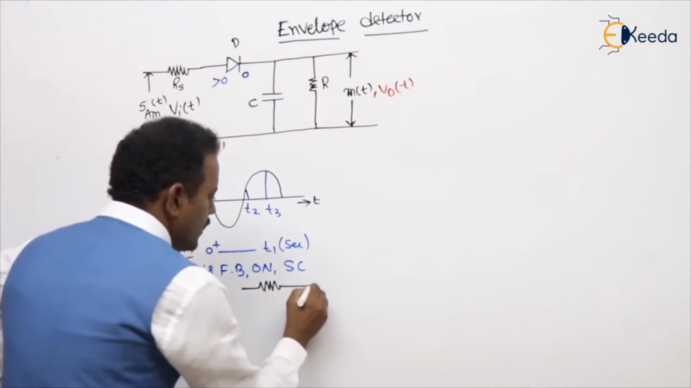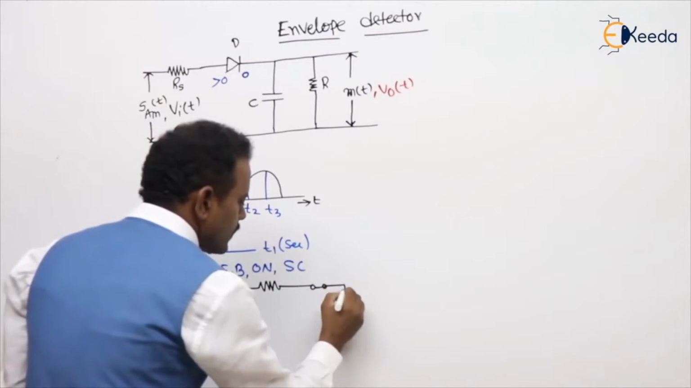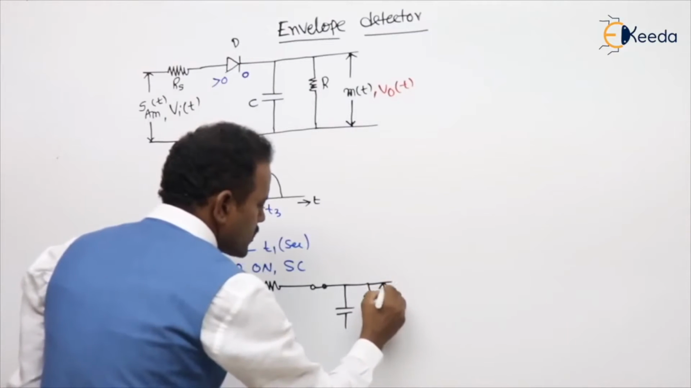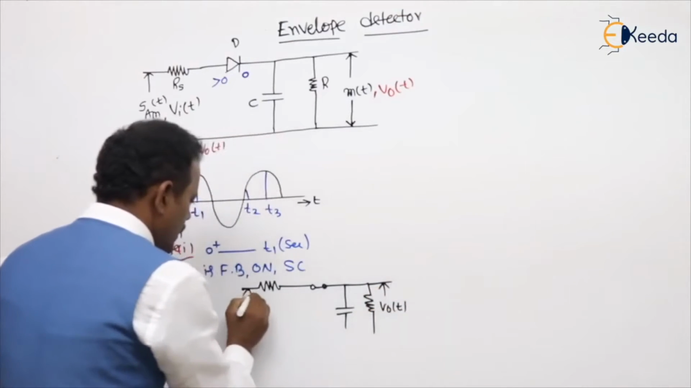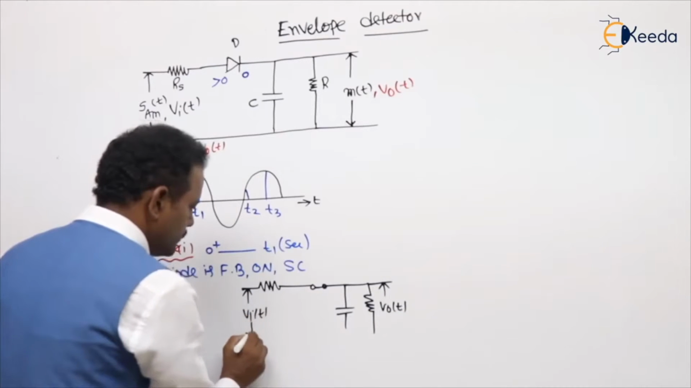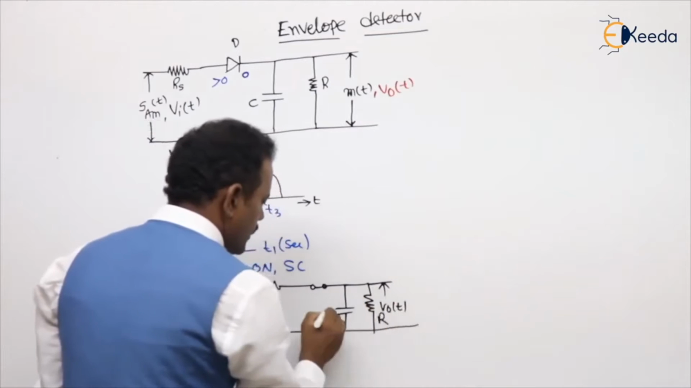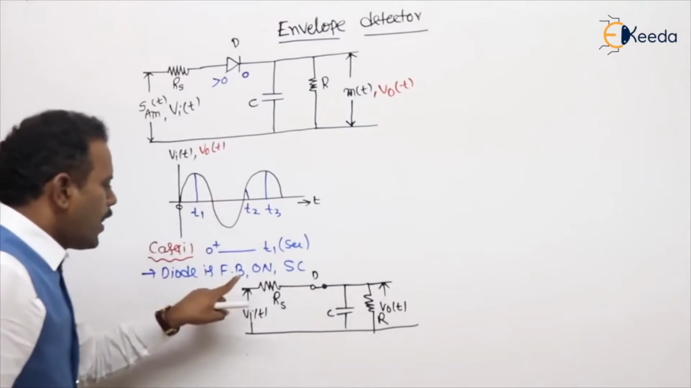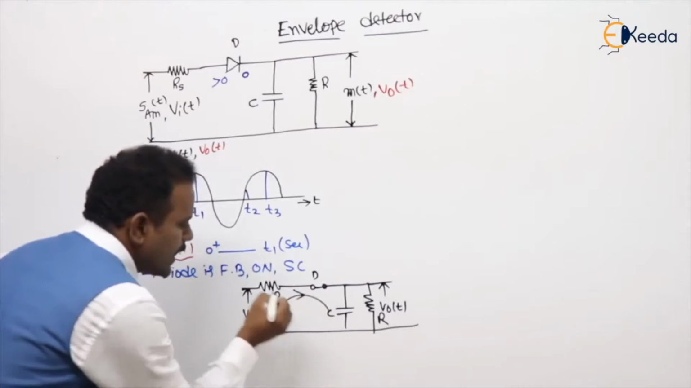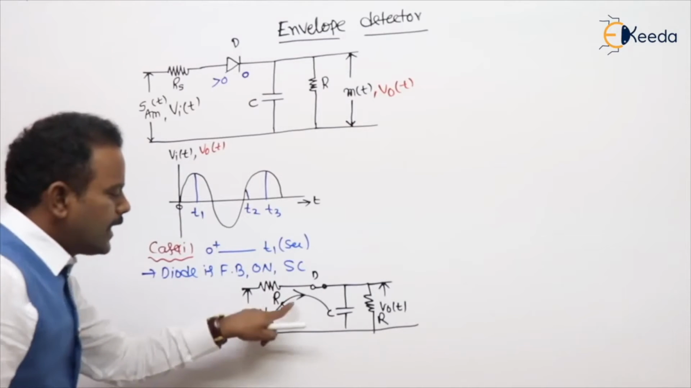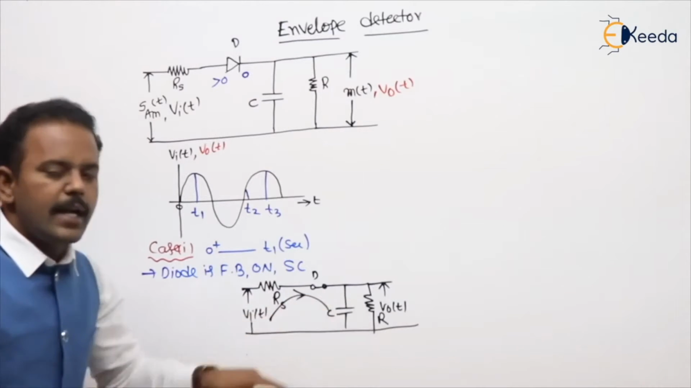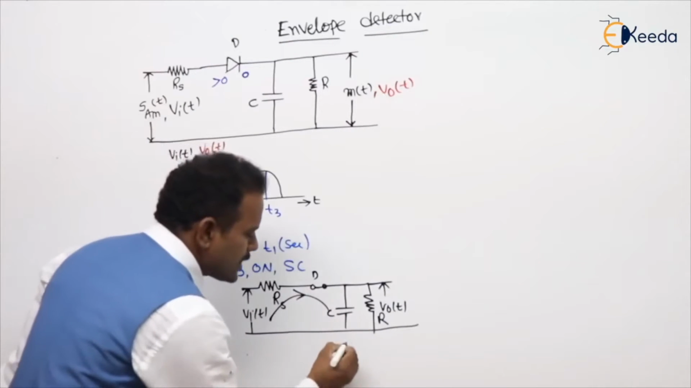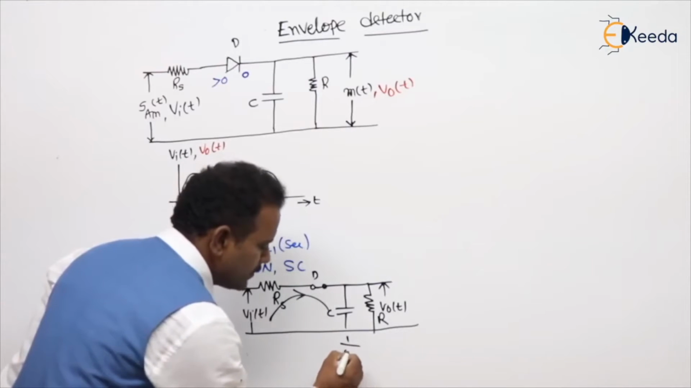Can I draw the diagram? Source resistance, diode is short, capacitance, load resistor, across which we take V0(t), and here we apply Vi(t). This is the load R, this is C, this is the diode, and this is the source resistance RS. Now the diode is on, meaning short circuit, so current starts to flow. Current will pass through the low resistance path. What is the impedance offered by this capacitor? 1 by omega C.